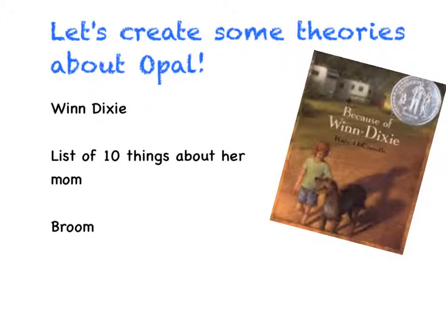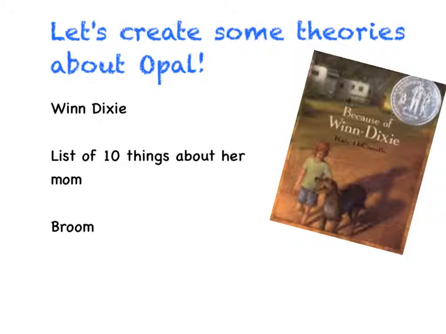Here are some things that might give us a little bit more insight as to what kind of character Winn-Dixie or Opal is. So the first one is Winn-Dixie. Then the list of the 10 things about Opal's mom. And finally a broom, thinking back to when she's working in Gertrude's Pets. Turn and talk to your partner about what these things might tell us about Opal.